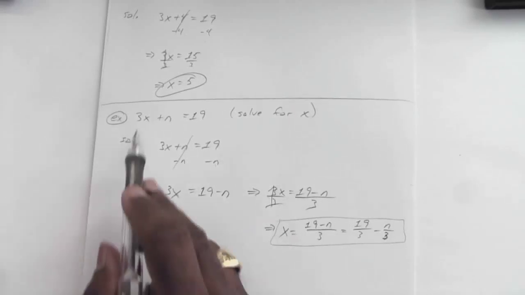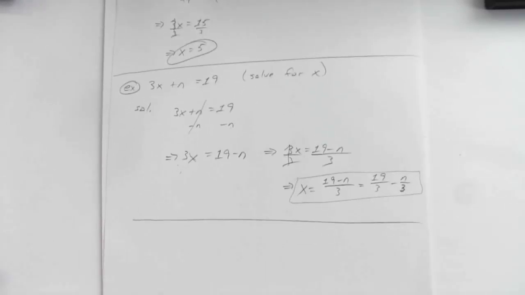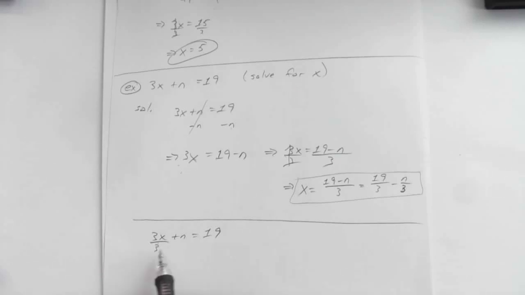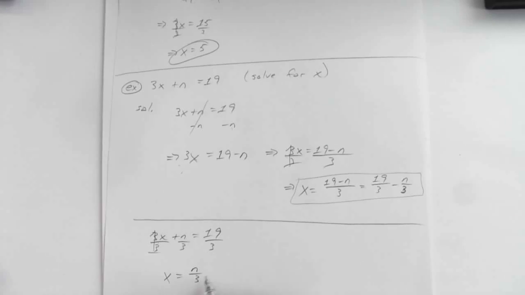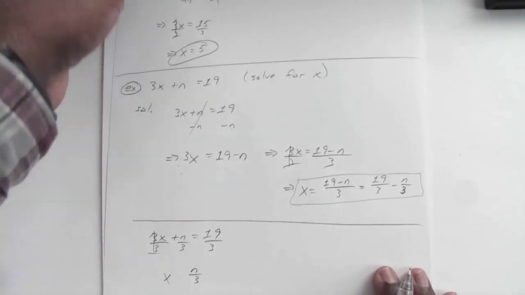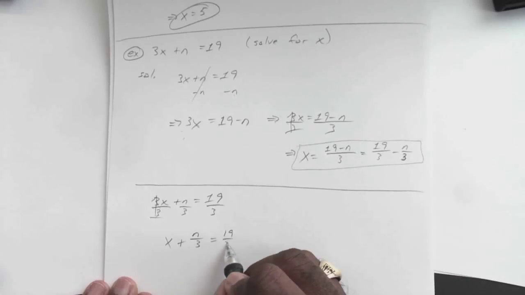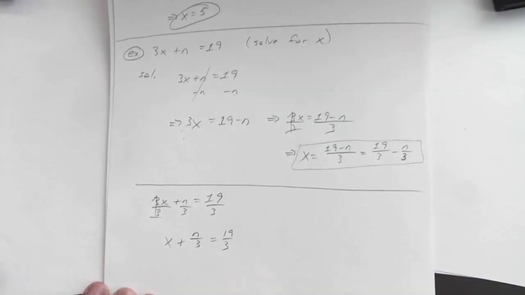But if you did the divide by 3 first, let me move that over. So if you have 3x plus n equals 19, if you want to get the x by itself, you have to divide everything by 3. Okay, so you could have done it that way, where anything divided by itself is 1. So you have x plus n over 3 equals 19 over 3. Oh, let me move this up a little bit. And then you just subtract n over 3 on both sides.